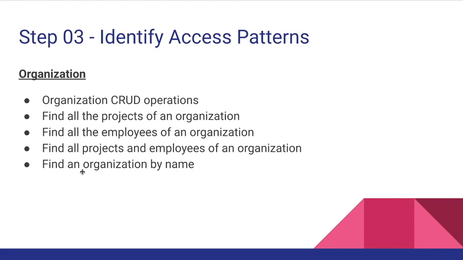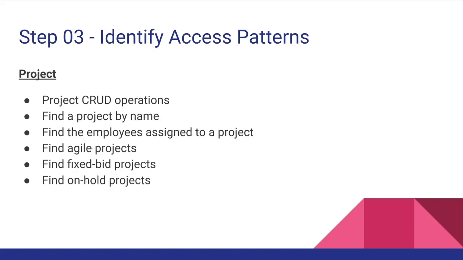This is about finding an organization by name, not by using the unique ID, the organization ID, but by using the name, just like a filter that we have to use in our front end. Now let's say these are the main access patterns that we have for an organization. Moving on to projects, there are again CRUD operations for a project: create, read, update and delete operations for one particular project. And then we'll have another front-end filter to be satisfied, that is about finding a project by name.